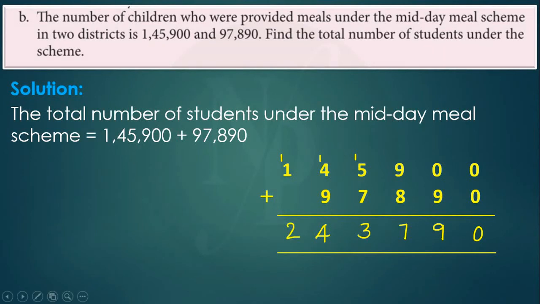So the total number of students or children under the midday meal scheme is 2,43,790, which is the total number of students.